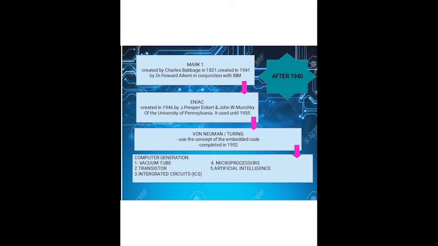Generation computer 1 is vacuum tube. Generation 2 is transistor. For generation 3 is integrated circuit, ICs. Generation 4 is microprocessor, and for generation 5 is artificial intelligence.